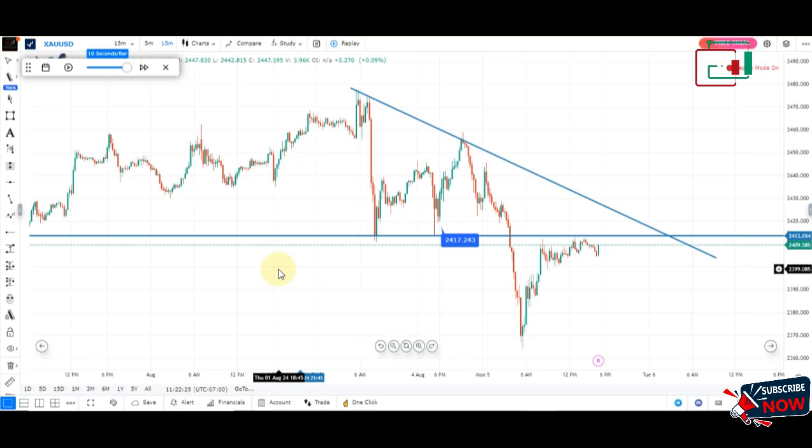pull back and retest our resistance plus coming to the trend line, and let's see how it plays. And when it confirms, we shall look for selling opportunities in this market condition. As you can see, market has reached our resistance, which was formerly our support, and now it is our resistance. Let us see if it has strength to push us to the downside.